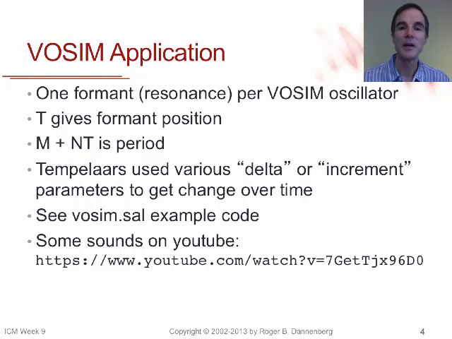So let's see, I've talked about how these different parameters influence the signal. On top of that, in the original Vosim paper, Kaegi and Tempelaars added various delta or increment parameters to get the signal to change over time. So rather than using continuous control of parameters through some envelope, there was discrete control saying, okay, the pitch is going to increase because every period we will decrease perhaps the M period of silence by a small amount.